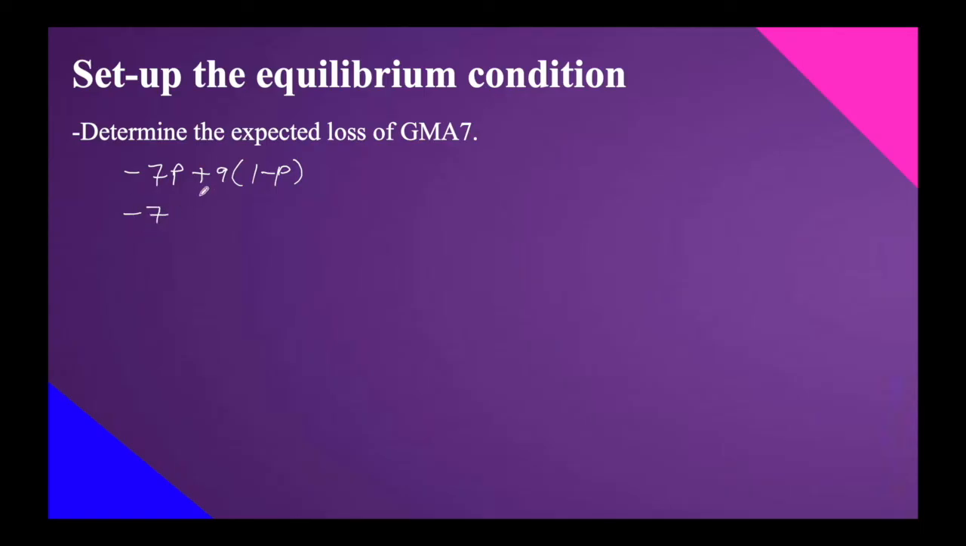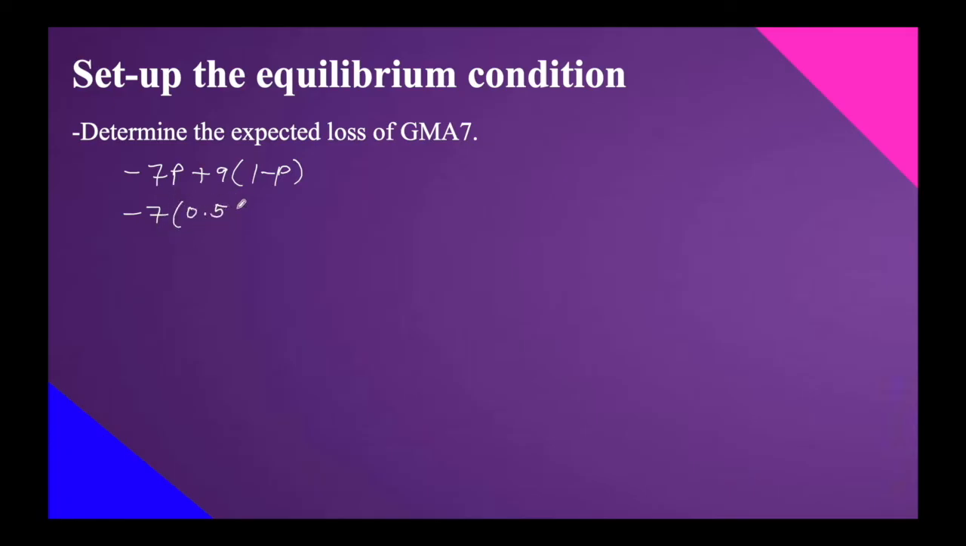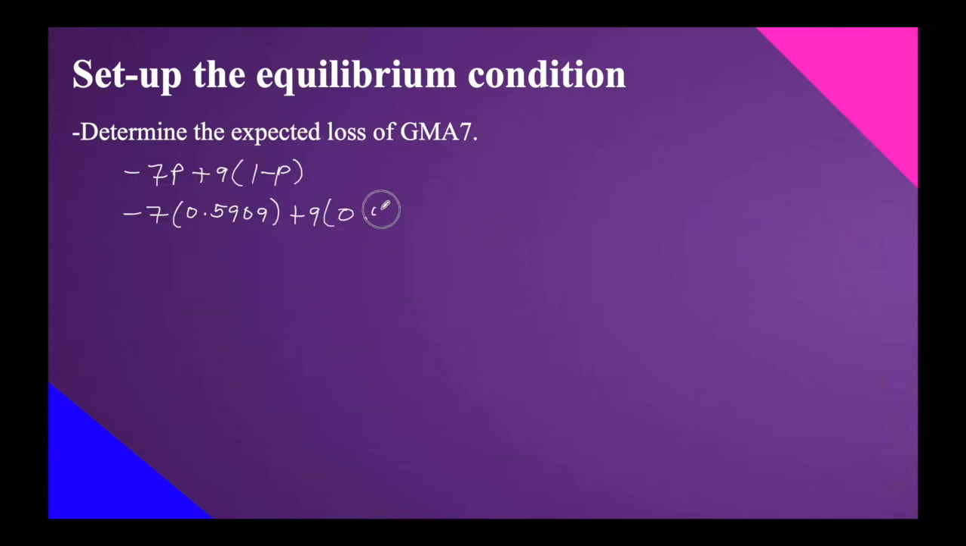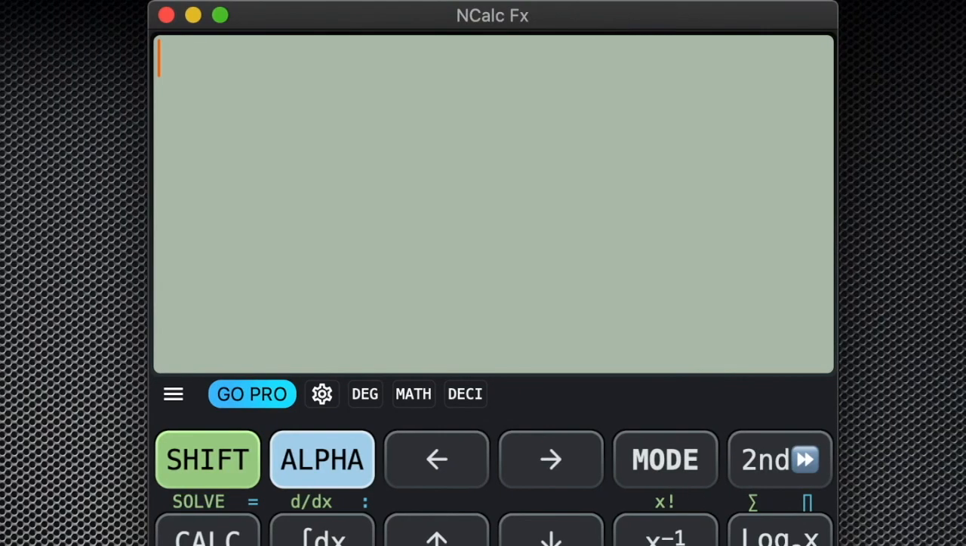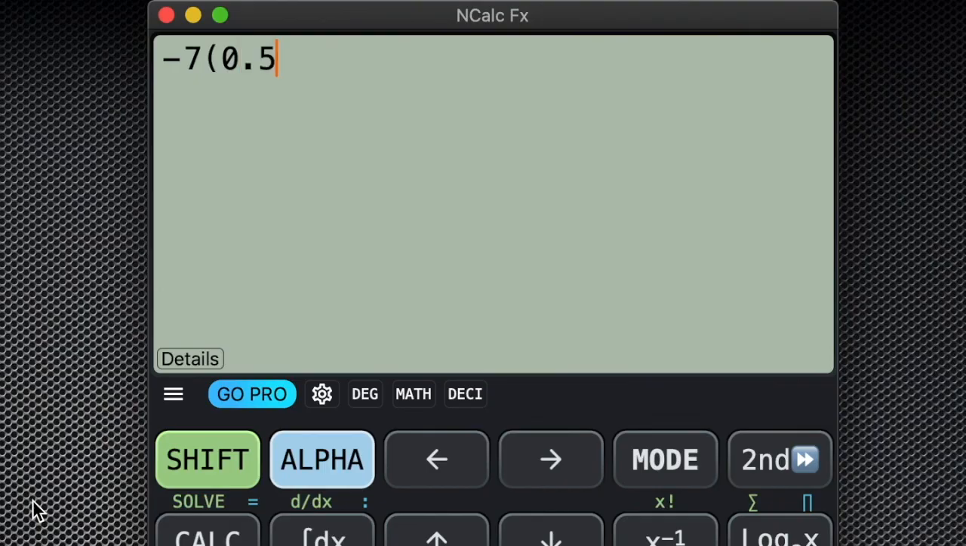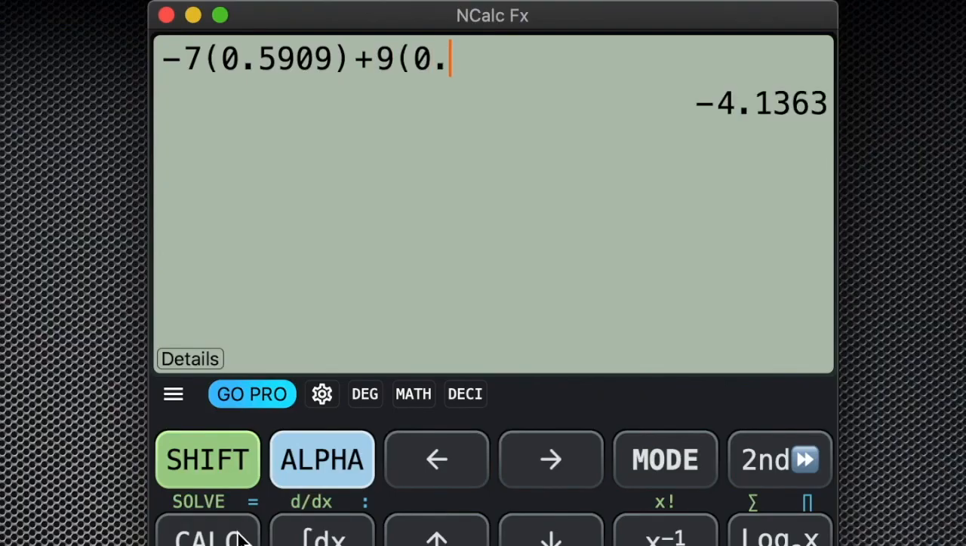So, negative 7, our value of p is 0.5909, plus 9, and our value of 1 minus p is 0.4091. Let's go to our calculator for us to be able to solve this. So, negative 7 multiplied to 0.5909 plus 9 multiplied to 0.4091. So, the answer is negative 0.4544.